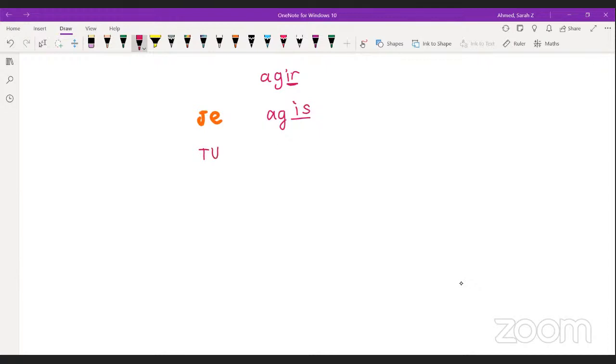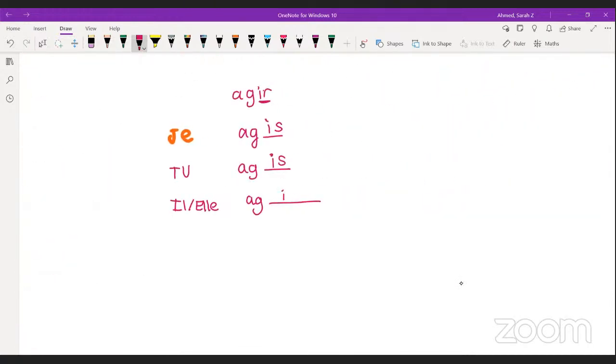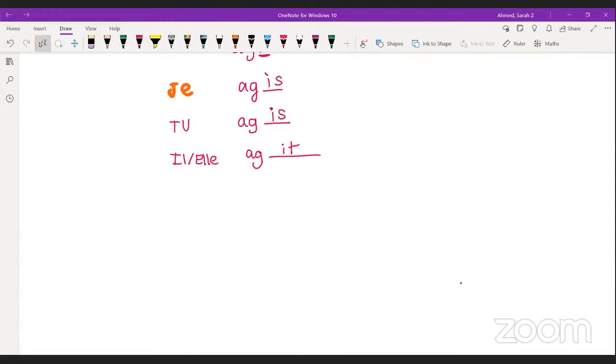Then we have tu agis, IS, very good. And for il and elle, what happens? IT, let's double check. Yes, very good. Je, tu, il, elle. So nous is ISSONS. So agi and then ISS, and then ONS.